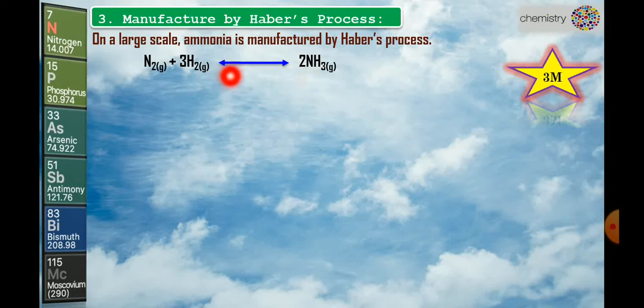The reaction is reversible. Okay, in the examination you need to write a balanced chemical equation. If the equation is not balanced, marks will be cut. Okay, you won't get 1 mark. So N2 plus 3H2 gives 2NH3.